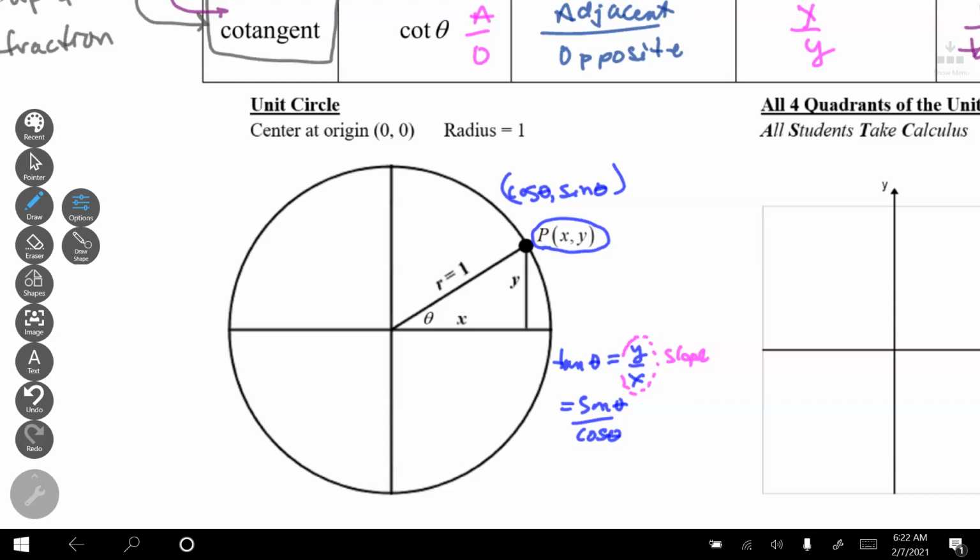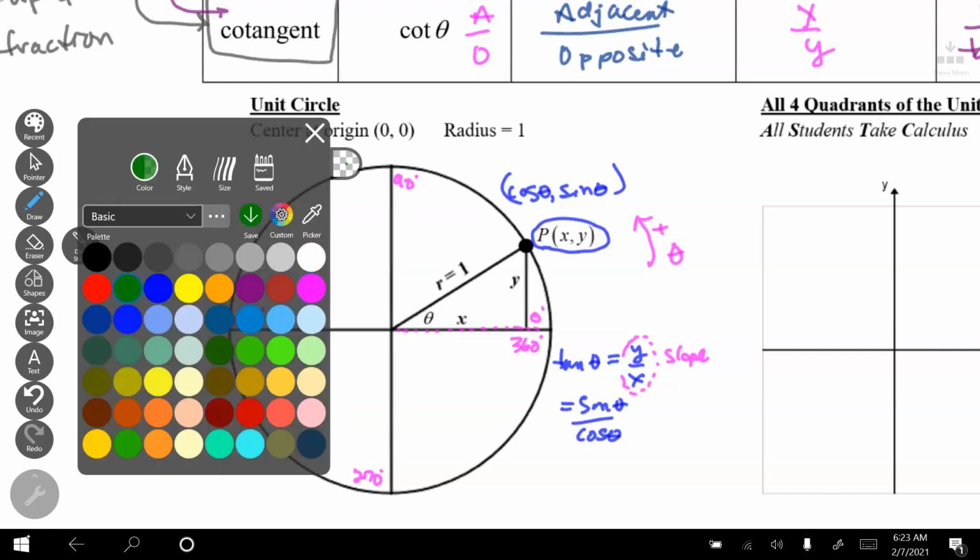Now when looking at this picture, we always start here. Our positive x-axis is 0 degrees. And when we go counterclockwise, these are positive angles. So this is 90 degrees, 180 degrees, 270 degrees, 360 degrees.